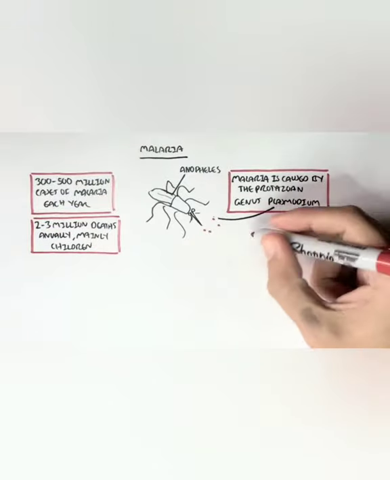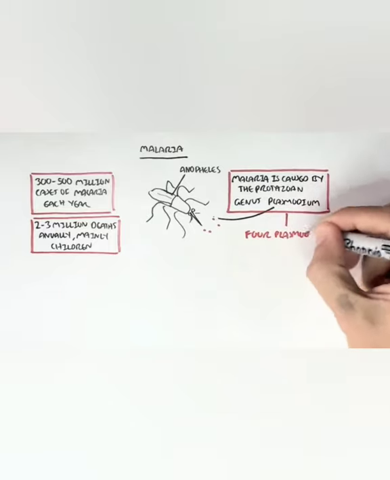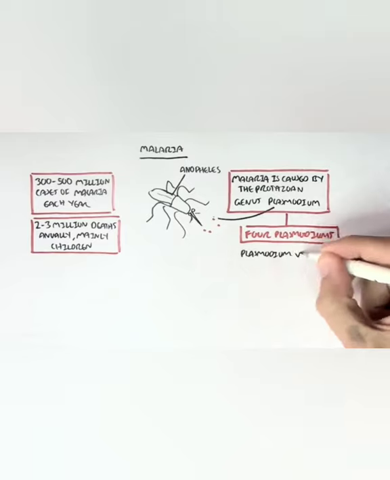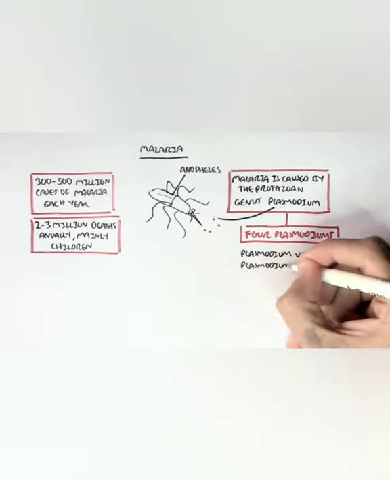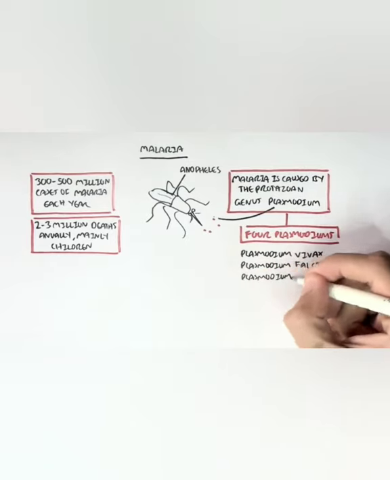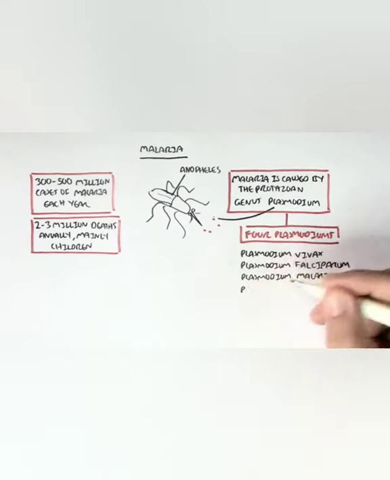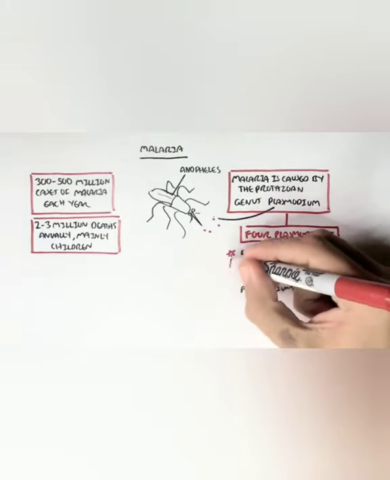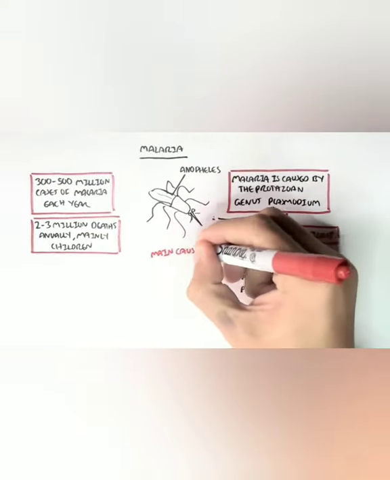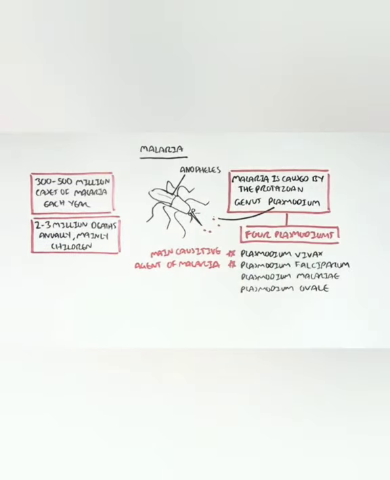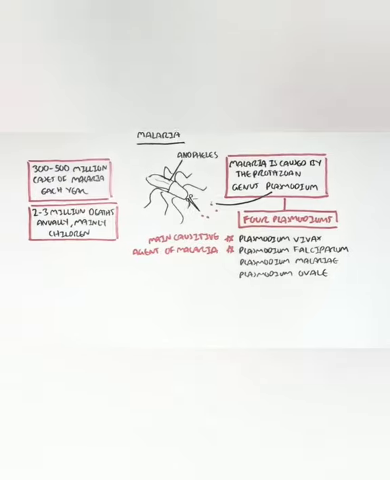So Plasmodium is a parasitic genus that causes malaria. There are actually a few types of Plasmodiums that infect man. These are the Plasmodium vivax, Plasmodium falciparum, Plasmodium malariae, and Plasmodium ovale. Now, as the name suggests, you would probably think Plasmodium malariae is the main causative agent, but it's actually not. Plasmodium vivax and Plasmodium falciparum are the main agents of malaria.